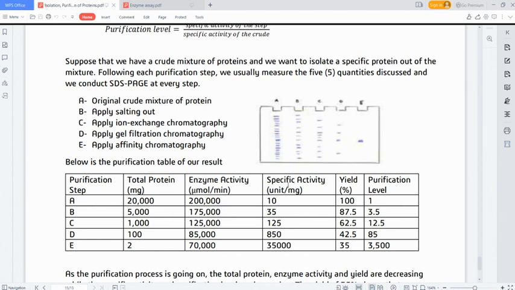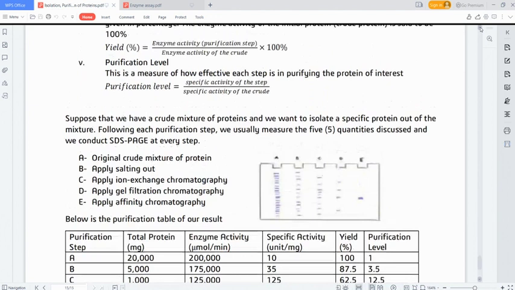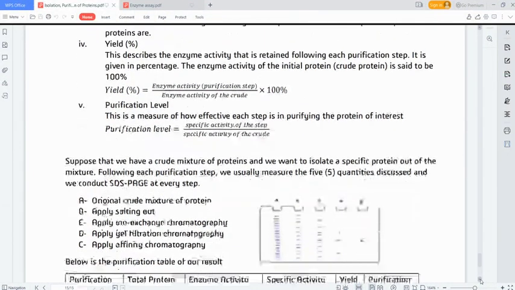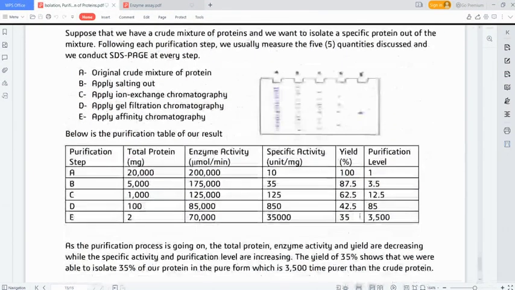Like we said, the specific activity is the ratio of the enzyme activity of that step divided by the total protein. That will give you the specific activity. So here you have enzyme activity divided by the total protein, and when you do that, you will have all the values for your specific activity.